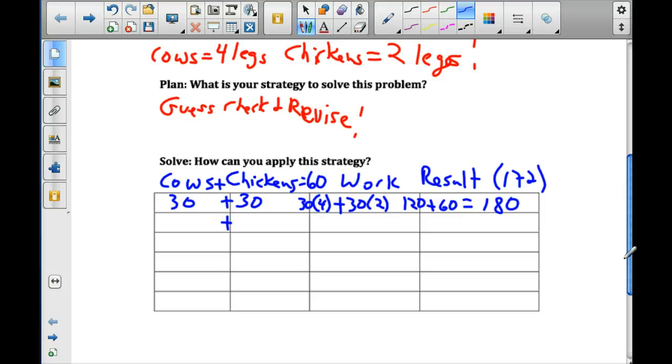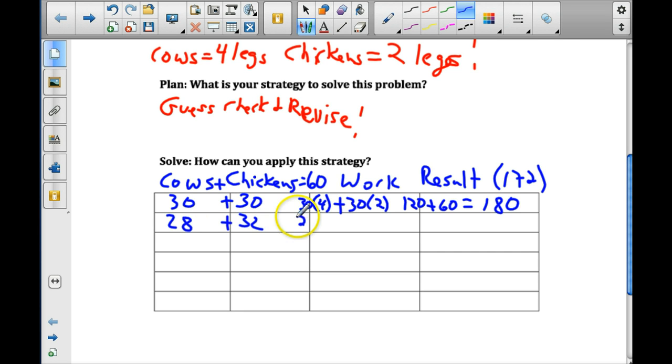So we need to make less cows and more chickens to get to 172. Somebody give me less cows and more chickens. You've got to add up to 60 still. What would you guess, Sean Kelly? 28 and 32. Excellent guess. Notice that still adds up to 60.